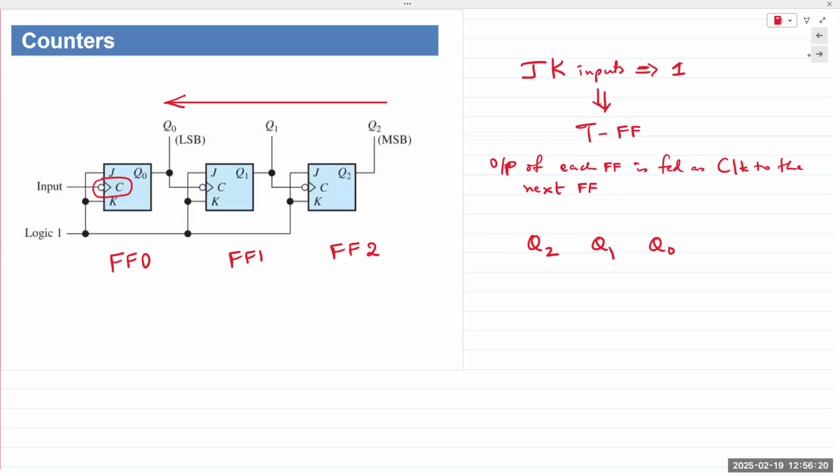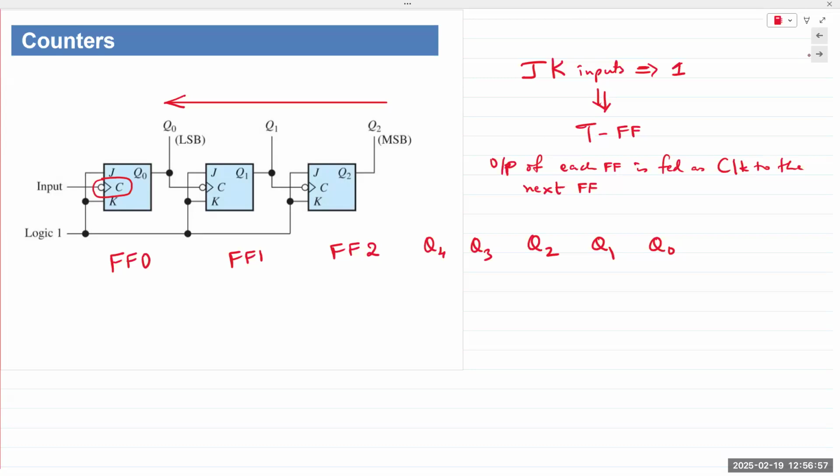Then each successive flip-flop, meaning 1, 2, you can have a fourth one in there, 3, fifth one, always start with 0, right? 0, 1, 2, 3, 4, 5, 6, 7, 8. So this is a 3-bit counter circuit. Okay, you have a JK flip-flop working in a toggle mode. The output of each flip-flop is fed as clock input to the next flip-flop.